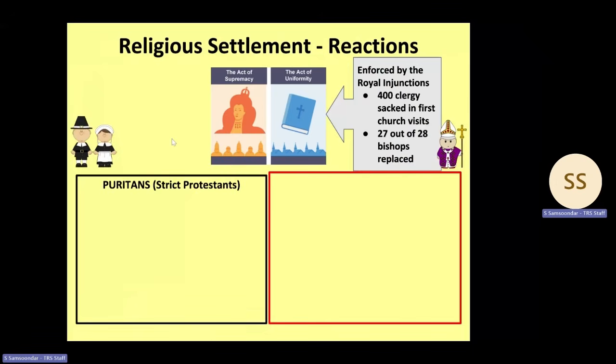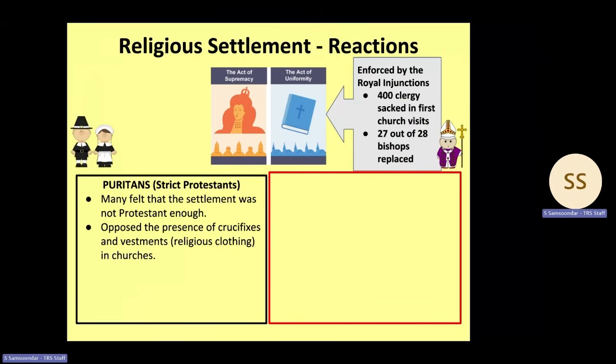If you remember, the Puritans are extremely strict Protestants, and because they were strict, they did not agree with any of the Catholic features that Elizabeth was allowing in her church, such as crucifixes, such as priests could wear special clothing called vestments. They were not happy about this at all. So they felt the settlement wasn't Protestant enough. They opposed the presence of crucifixes and vestments, which is religious clothing in churches.